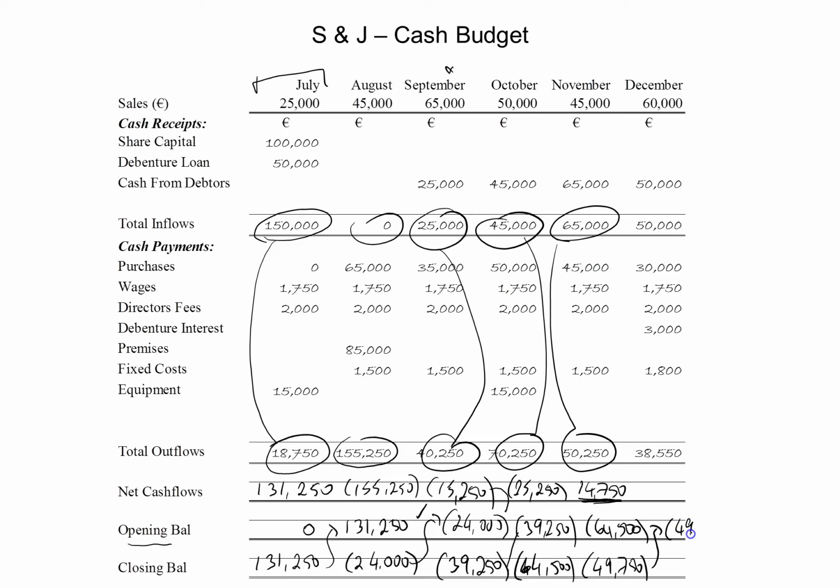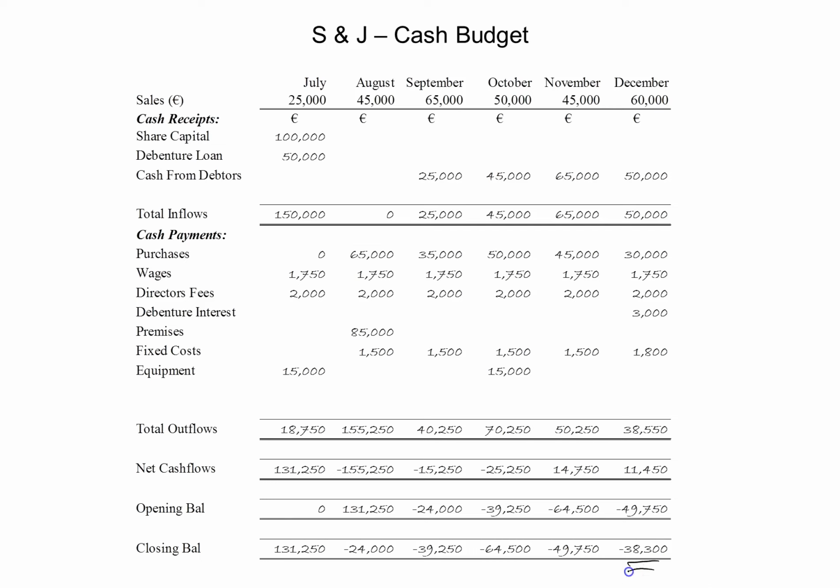So starting off December with a negative cash figure of 49,750, and again things are improving a little bit in December. 50,000 projected to come in, 39,550 projected to go out. So again it's a positive net cash flow for the month of December, which means the overall deficit has reduced to 39,300. Now, this is all a little bit messy here, so if I just tidy it up, we can see the negative cash flow at the end of December of 39,300.